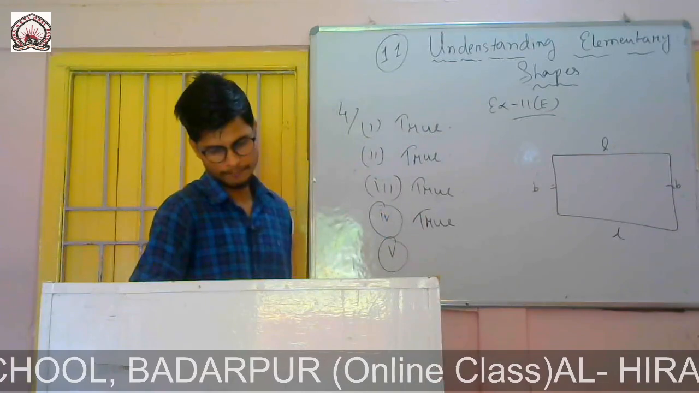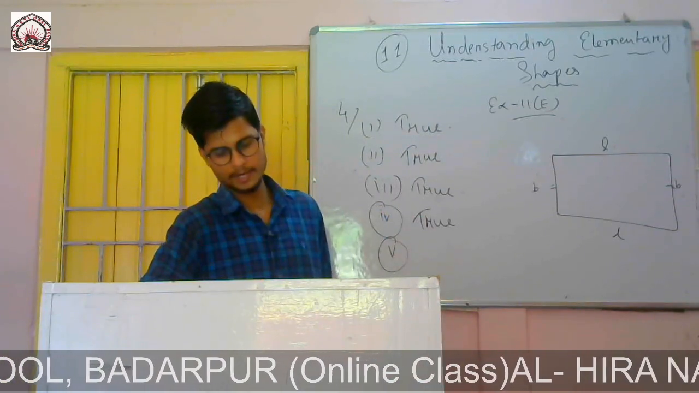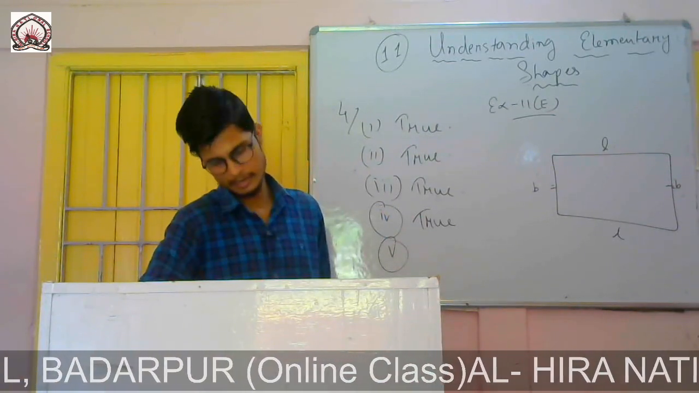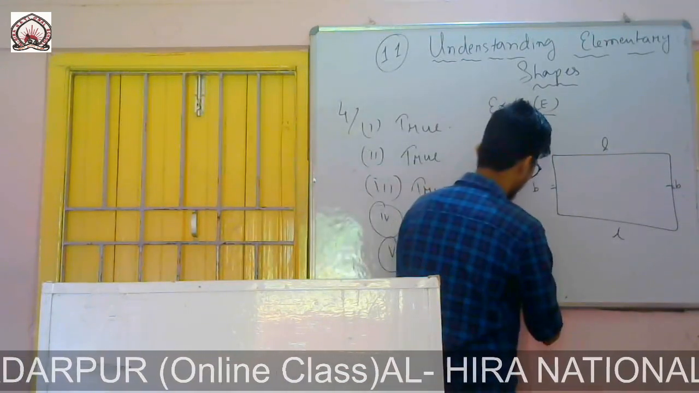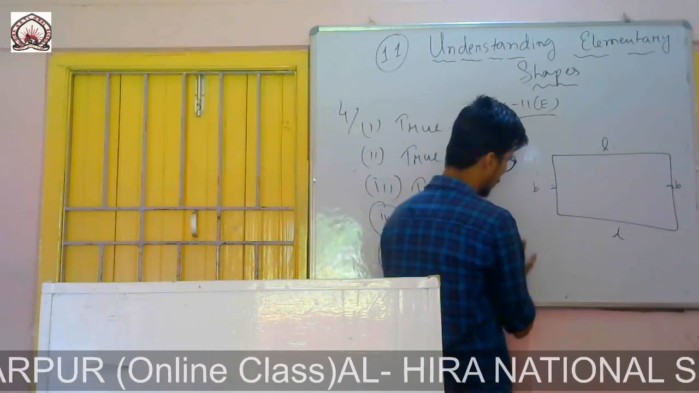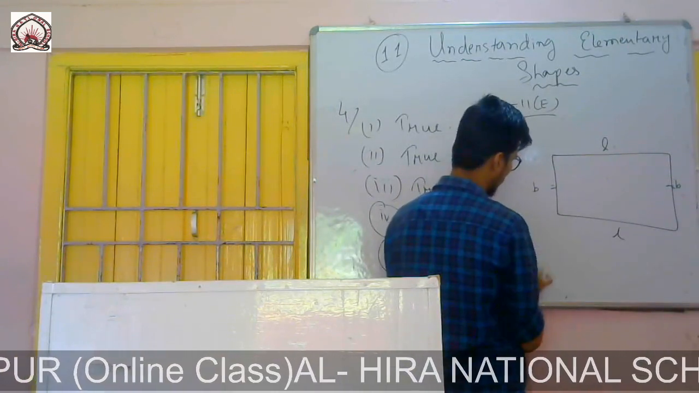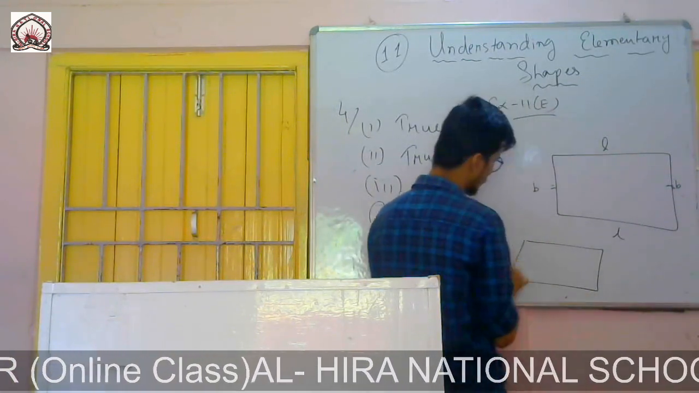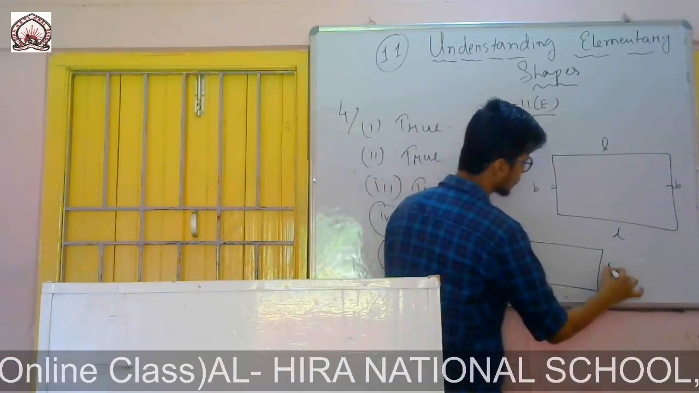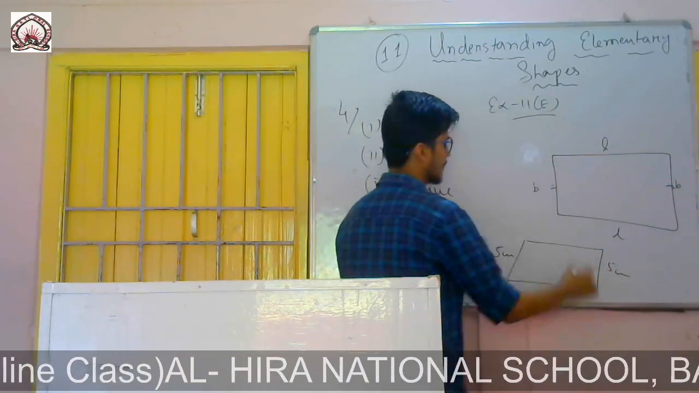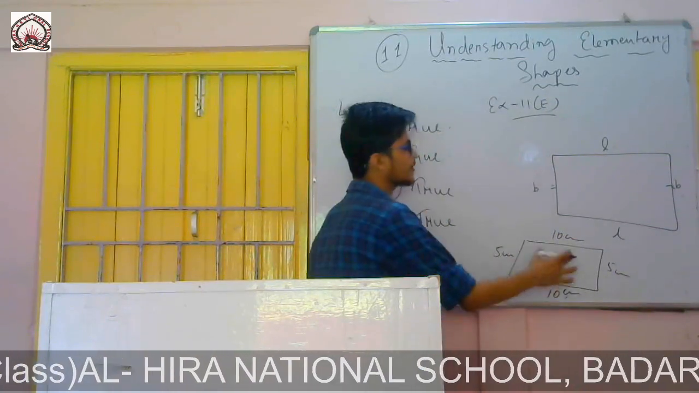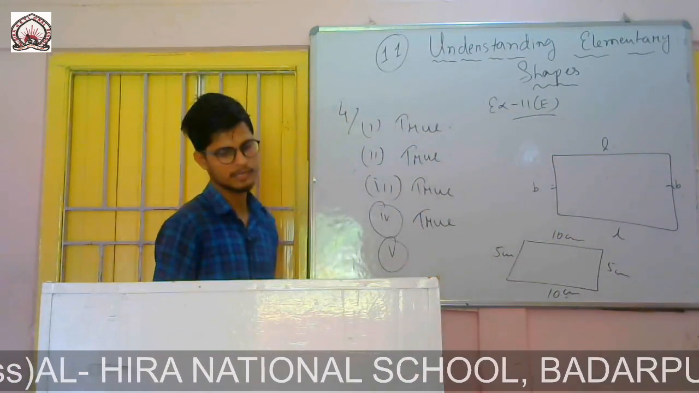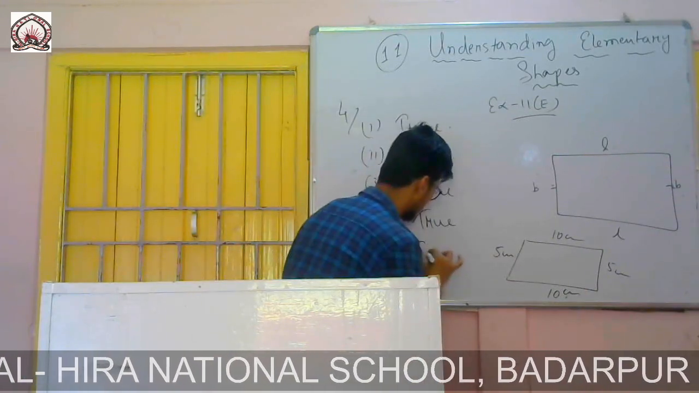Then Roman number 5, all the sides of a parallelogram are equal length. This one, it is not true. In case of parallelogram, opposite sides are equal. Like rectangle, only the opposite sides are equal. If this side is 5 centimeter, then only this side will be 5 centimeter. If this side is 10 centimeter, then this side also will be 10 centimeter. Only opposite sides are equal, not all the four sides. So this is false.